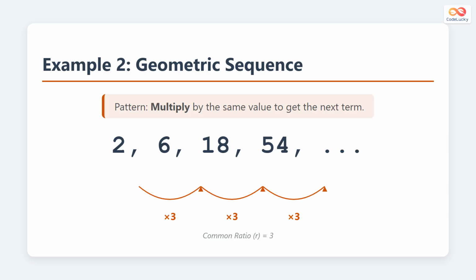Another common type is the geometric sequence. Instead of adding, here we multiply by a fixed number to get the next term. In the sequence 2, 6, 18, 54, each number is 3 times the previous one. We call this multiplier the common ratio.